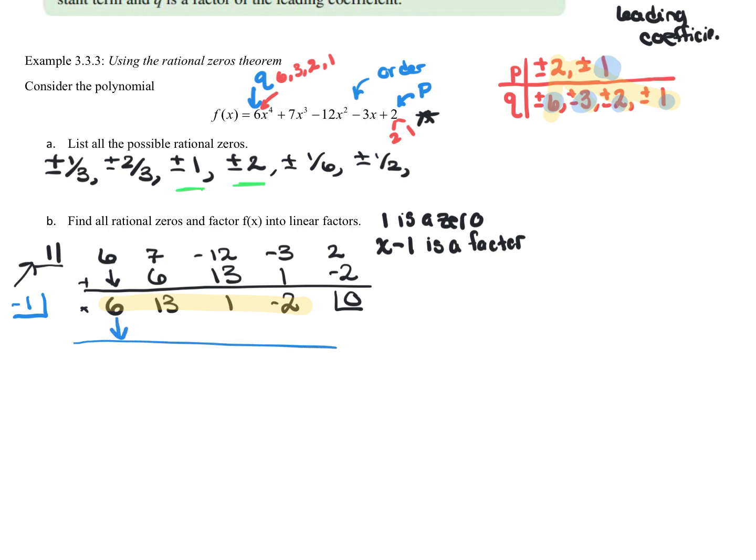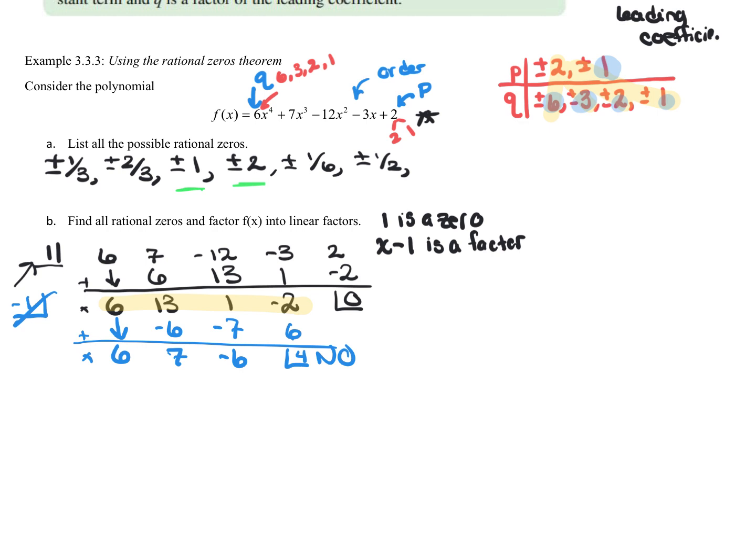I'm going to use the new numbers. So I'm going to drop down that 6. -1 times 6 is -6. 13 plus -6 is 7. -1 times 7 is -7. 1 plus -7 is -6. -1 times -6 is 6. This is a remainder of 4, so this is no. So this one's no good.